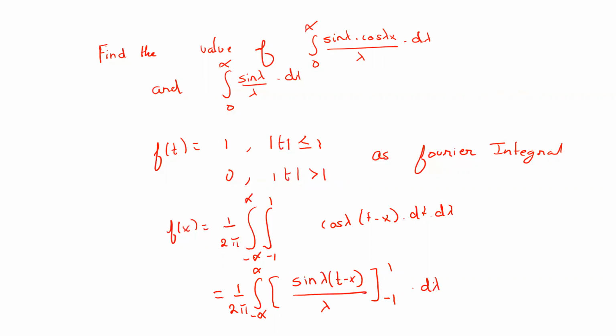Now when you do upper limit minus lower limit, this is what we'll get. Let me write it out. We get 1 by 2 pi, integral from minus infinity to plus infinity, sine lambda minus lambda x plus sine lambda plus lambda x.